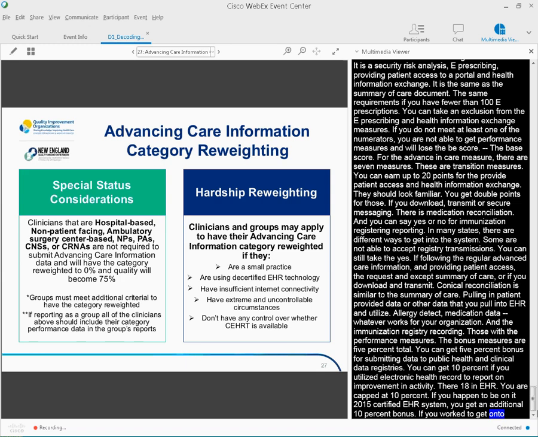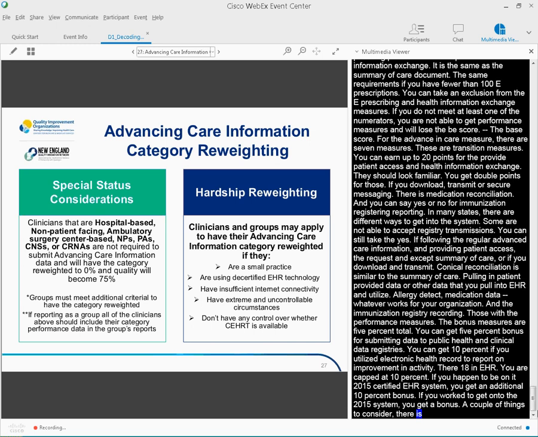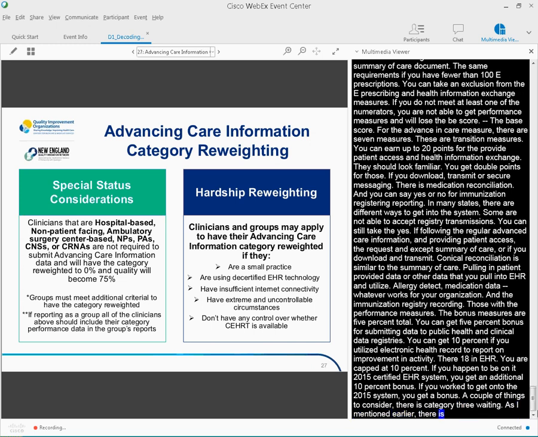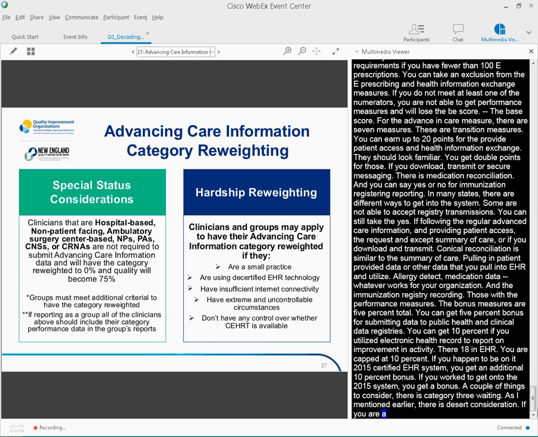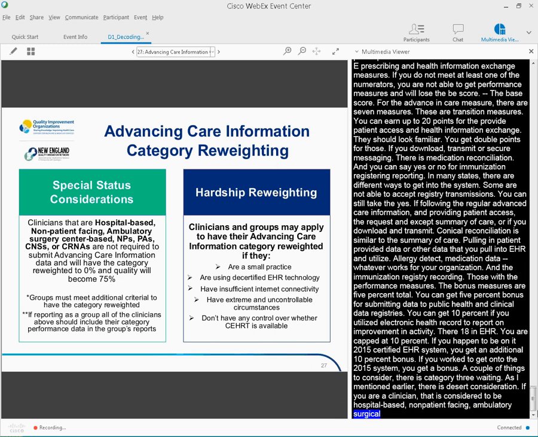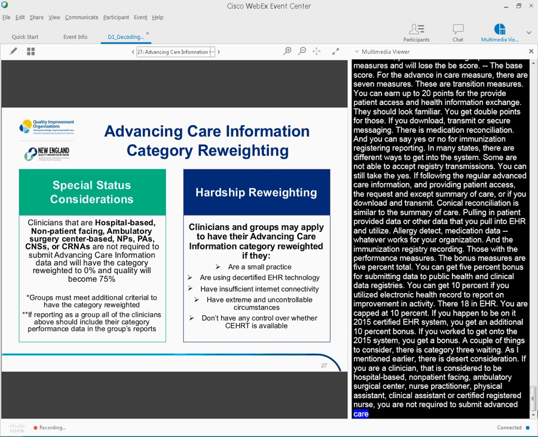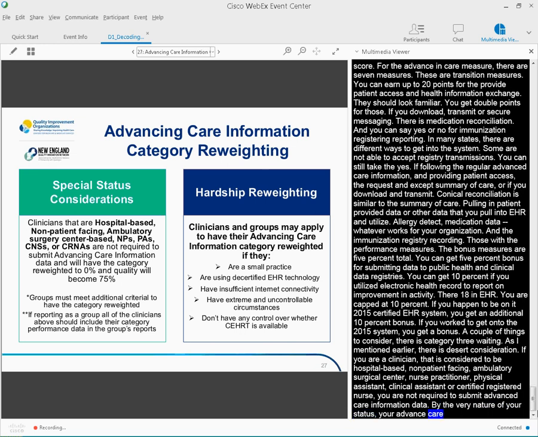Couple things to consider. So there is some category reweighting. As I mentioned in the beginning of the presentation, there is that special status consideration. So if you are a clinician that is considered to be hospital-based, non-patient-facing, ambulatory surgical center-based, nurse practitioner, physician assistant, clinical nurse specialist, or certified registered nurse anesthetist, you are not required to submit advancing care information data. And just by the very nature of your status, your advancing care information category would be reweighted to 0, and quality would become 75% of your score. So that 25% automatically just goes right back to quality.